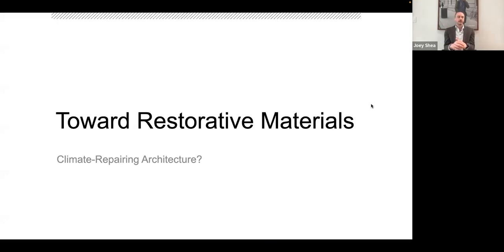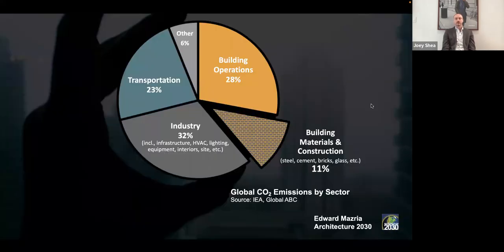So where do materials fit in? Why did I just give you this big preamble on the carbon cycle and on restorative impact of buildings and how it relates to CO2? Well, we have to interrogate what our material choices are doing, positively or negatively, for the idea of climate healing or climate repairing architecture. And so we have to understand first and foremost, what's the impact of our industry?